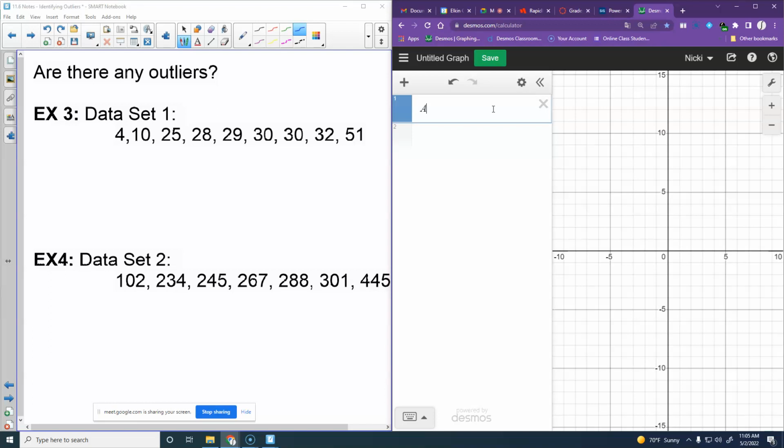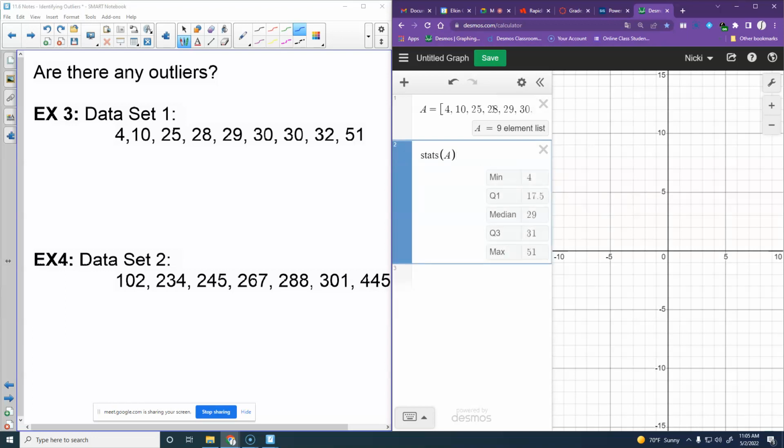Okay, all right, so let's just call this A equals, and then 4, 10, 25, 28, 29, 30, 30, 32, 51. All right, so if I want to know the 5-number summary like I would need for a box plot, I can get this to make a box plot. Or if I just want the numbers, what would I do? Stats. S-T-A-T-S. Okay? So, Q1, does it do IQR? It probably does.